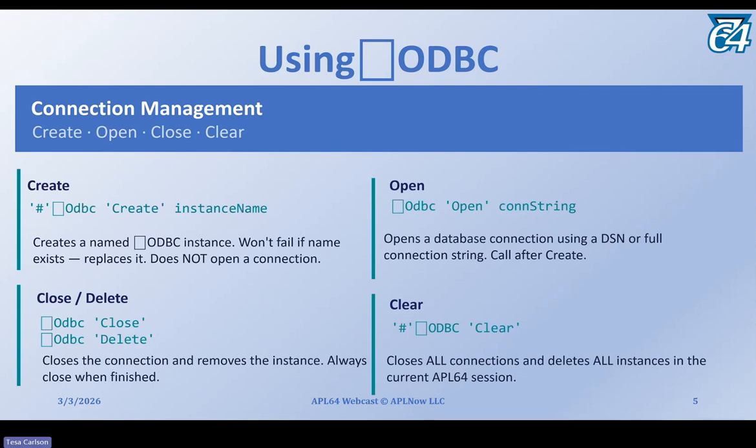The open action applies to a Quad ODBC instance. For this action, you must supply the connection string as the right argument. It's important to use the Quad ODBC close action when you're finished with ODBC activity so that the database is available to other database users.